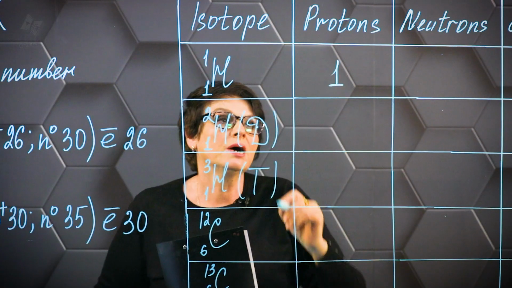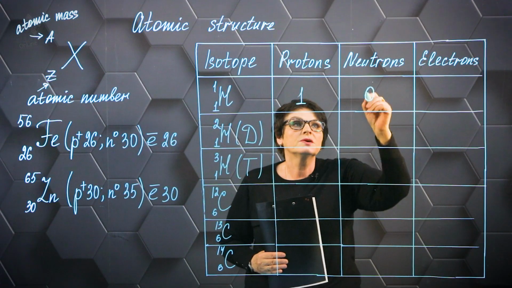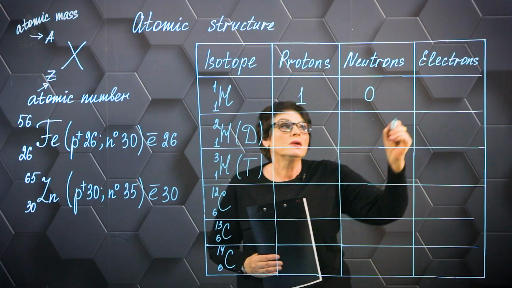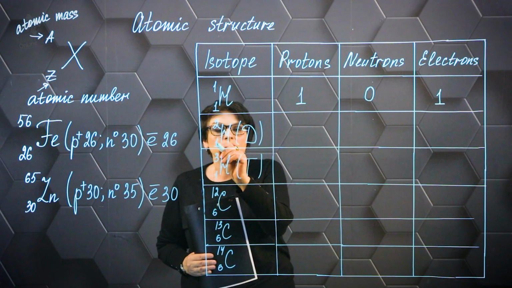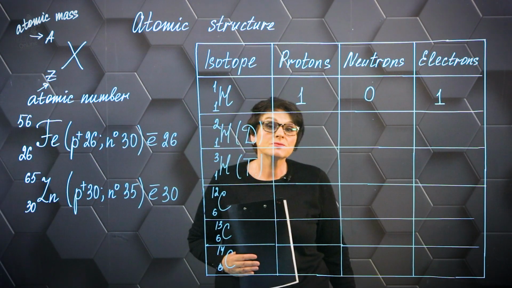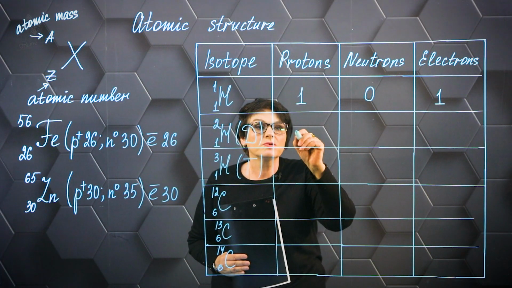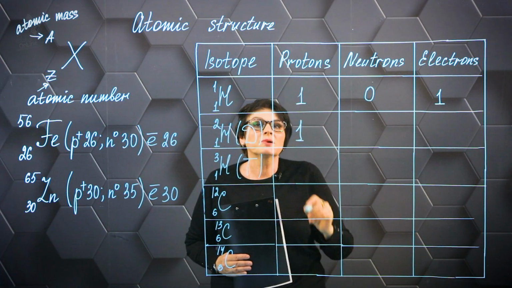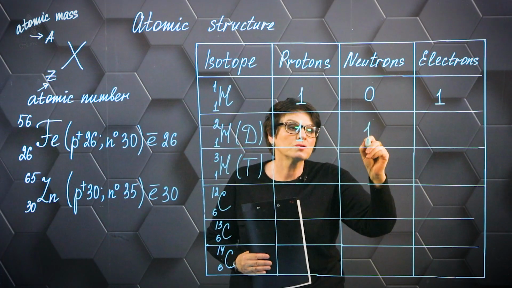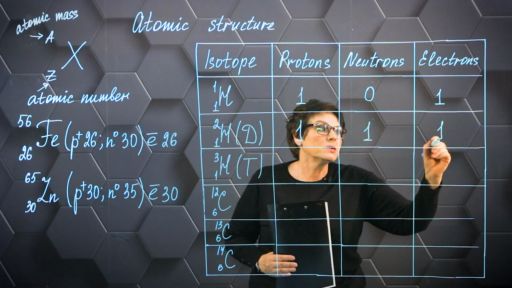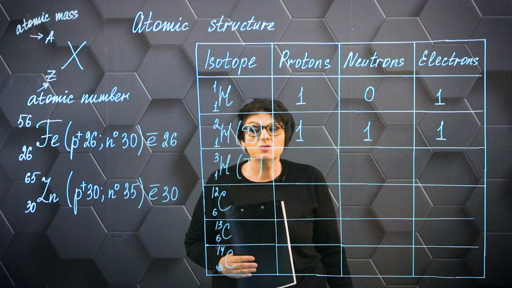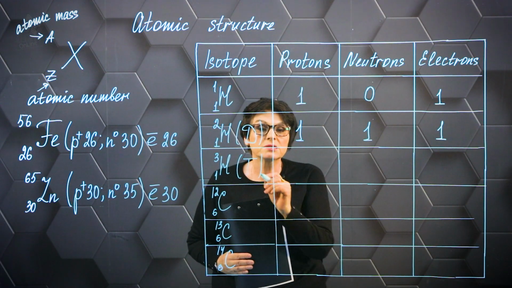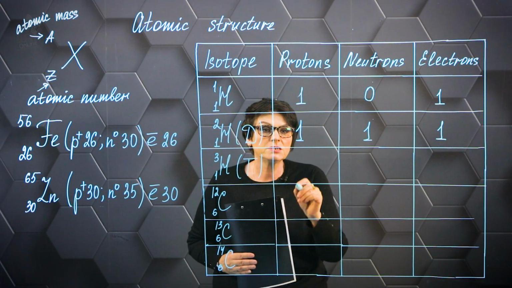Now hydrogen with number 1 and a mass of 2 is called deuterium. Such hydrogen will also have 1 proton, 1 neutron, and 1 electron. For hydrogen that has a mass of 3, and the number is also 1, this is the third isotope of hydrogen. It will have a number of protons 1, a number of neutrons 2, and electrons 1.